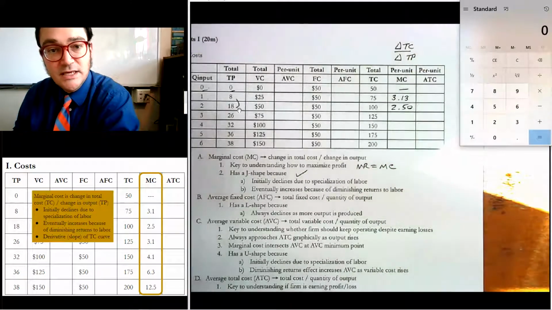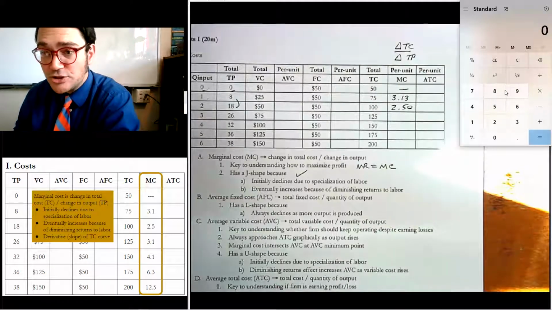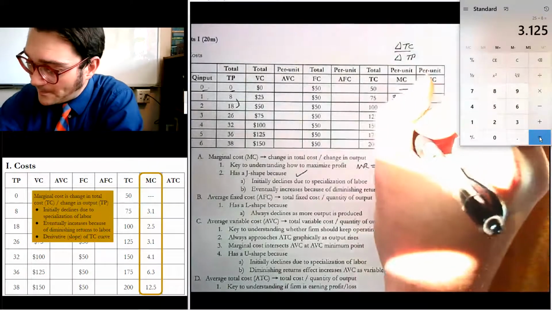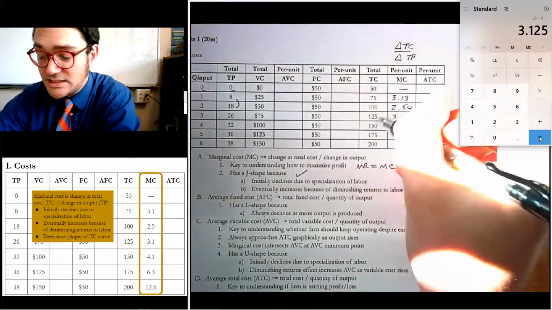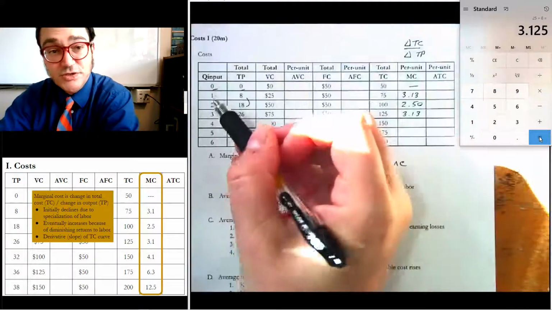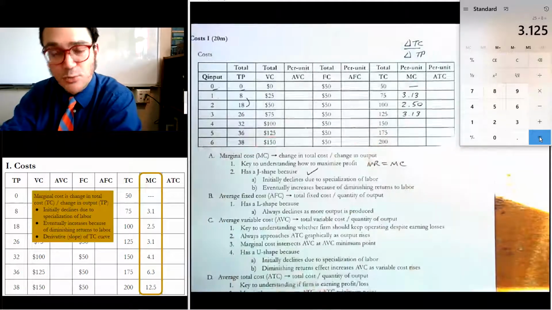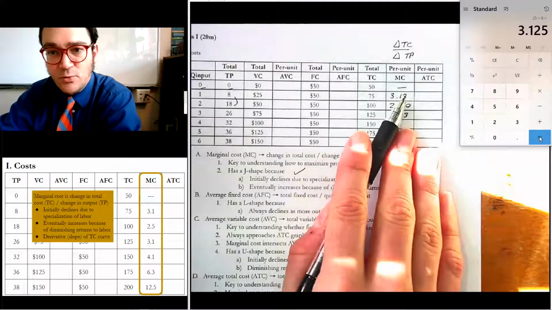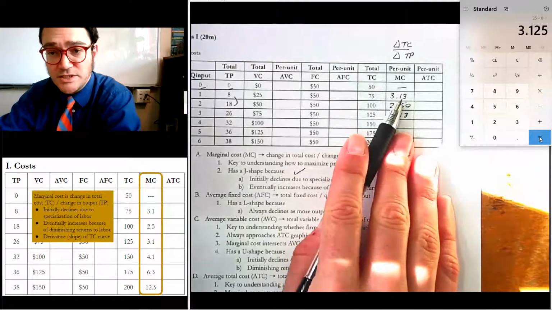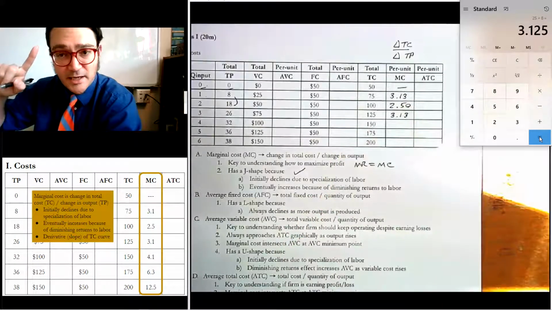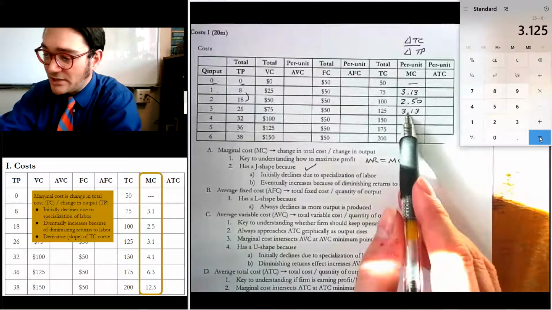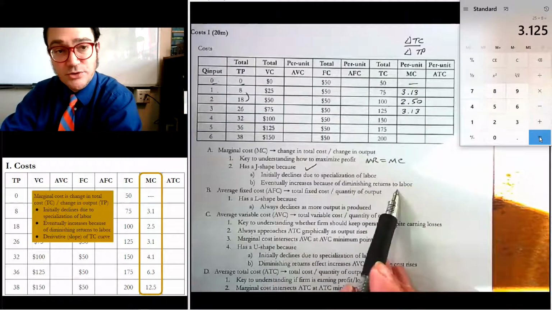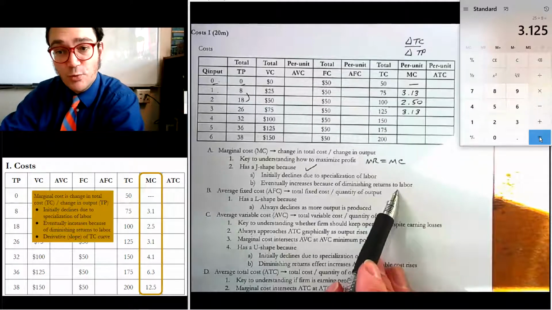Now we're going to do the next one. The change in total product is 8, going from 18 to 26, and the change in cost is still 25. The reason that change in cost stays the same is that we're just changing the number of workers that we hire each time, and each worker costs us $25. So we can see marginal cost initially went down, 3.13 to 2.50, and then it starts going back up again. What this tells us is that we have diminishing returns to labor starting to set in with the third worker.